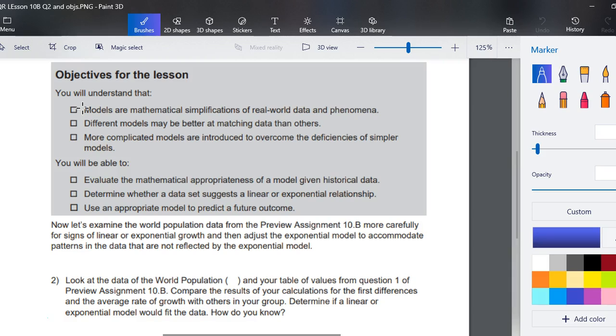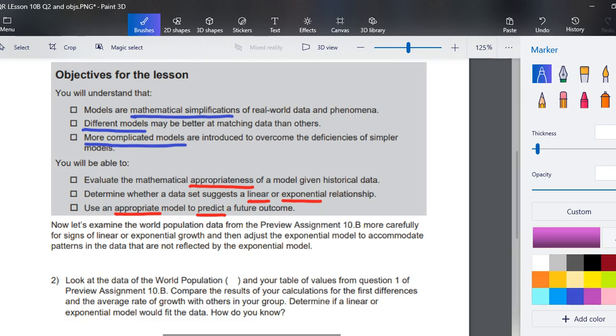So the objectives for this lesson are that you will understand that models are mathematical simplifications of real-world data and phenomena. Different models may be better at matching data than others. More complicated models are introduced to overcome the deficiencies of simpler models. We're also going to be able to evaluate the mathematical appropriateness of a given model given the historical data. We'll also determine whether a data set suggests a linear or an exponential relationship. And finally, we're going to use an appropriate model to predict a future outcome.